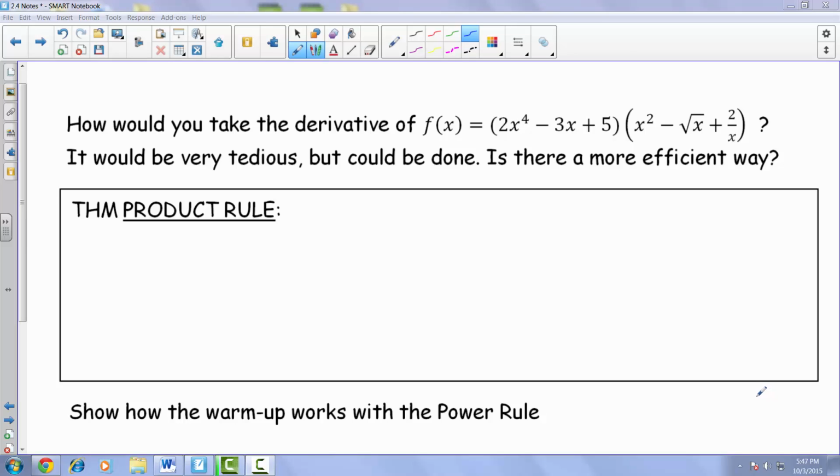Now, from the warm-up, we saw how there's that commonly thought false way, and it didn't, in fact, equal the true derivative. And another issue that we might have is how would you actually take the derivative of something like this? Well, you could actually go ahead and distribute all of the terms into each other and then take the derivative. But, again, that would be pretty tedious to do. It could be done, but it'd be pretty tedious. So there is a more efficient way, and that's known as the product rule.